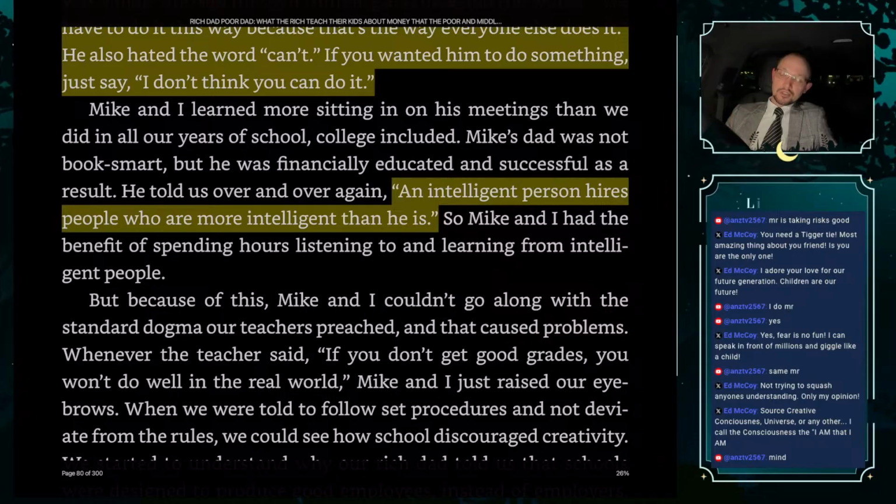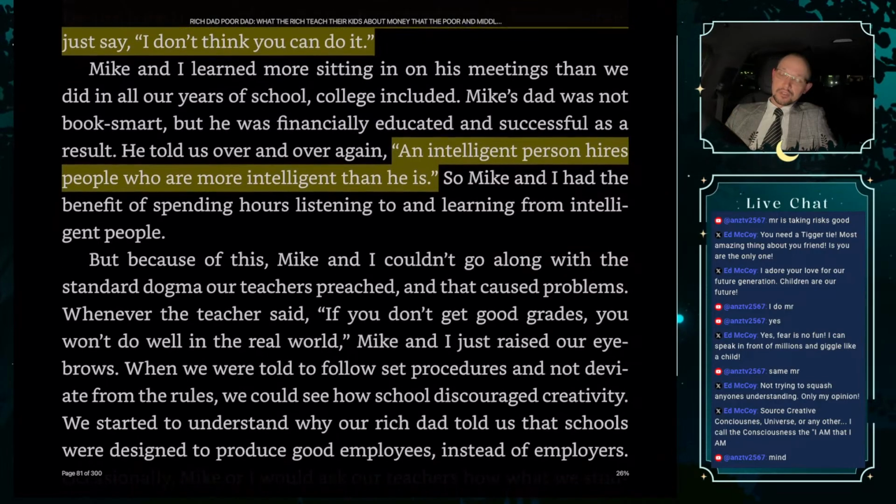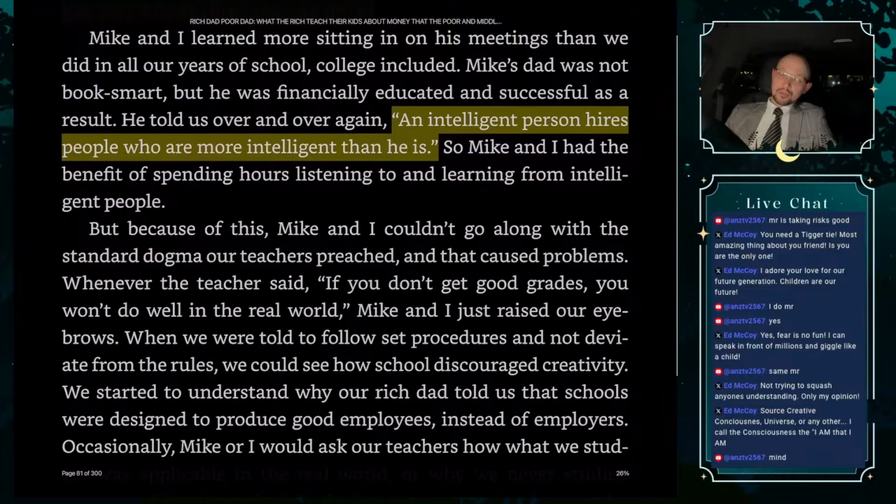So this, in a sense, shows your level of intelligence. Are you willing to only hire people who are not too smart because you're feeling comfortable? Or are you going to go out of your way to hire smart people?